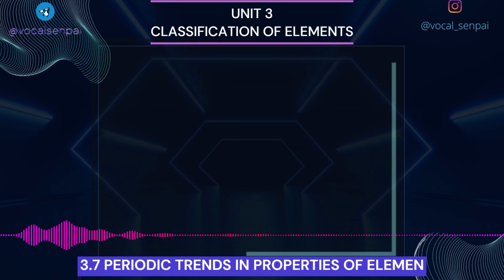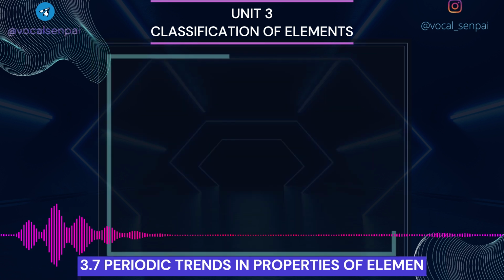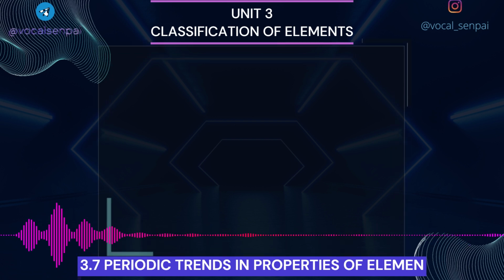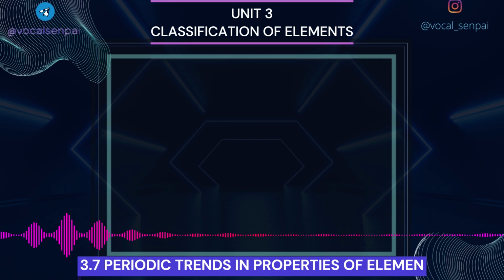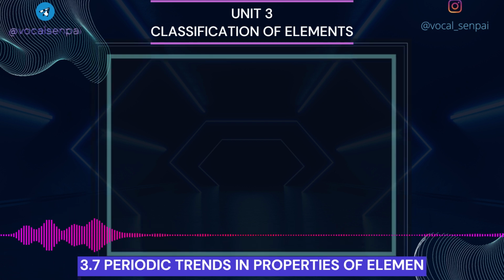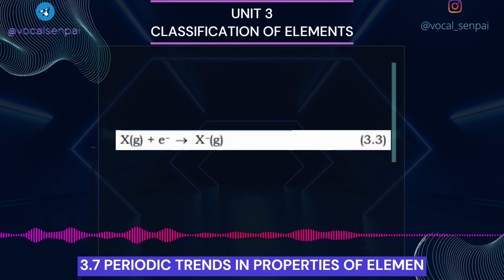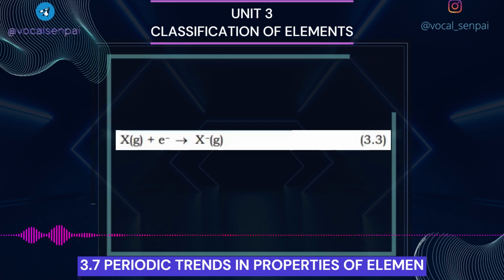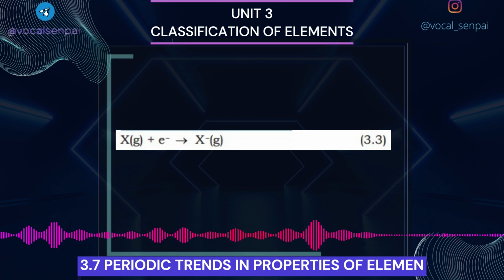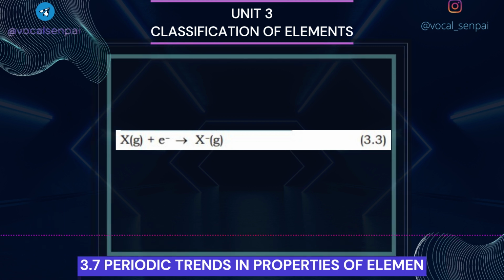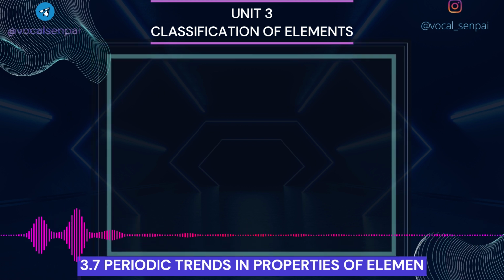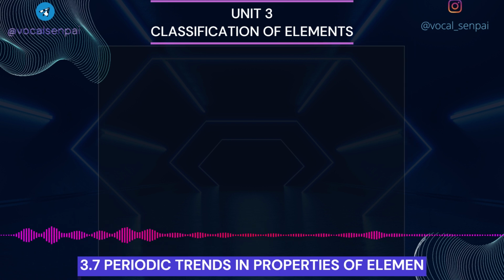D. Electron gain enthalpy. When an electron is added to a neutral gaseous atom, X, to convert it into a negative ion, the enthalpy change accompanying the process is defined as the electron gain enthalpy, Δ_egH. Electron gain enthalpy provides a measure of the ease with which an atom adds an electron to form an ion, as represented by equation 3.3. Depending on the element, the process of adding an electron to the atom can be either endothermic or exothermic.